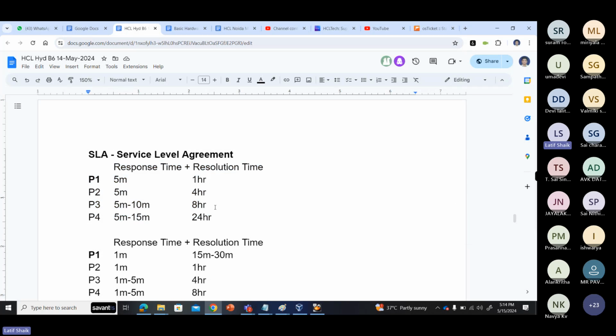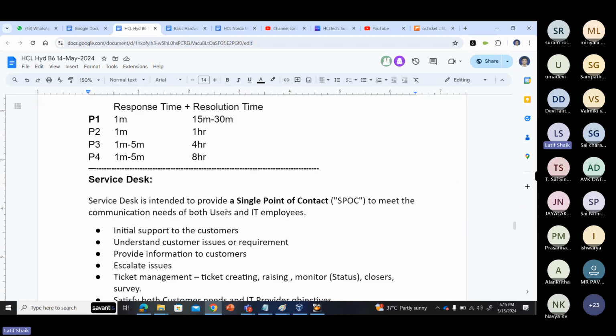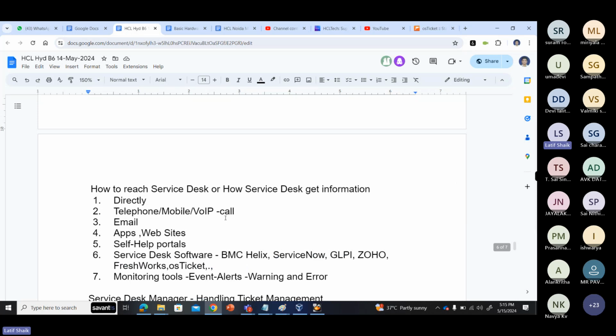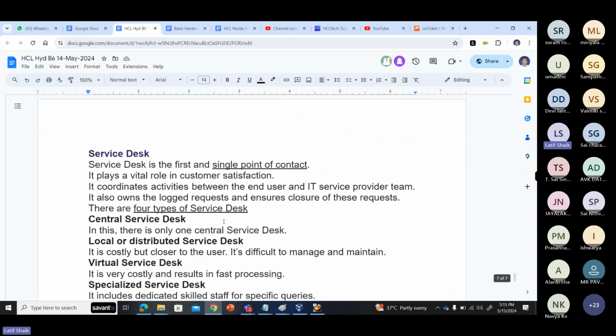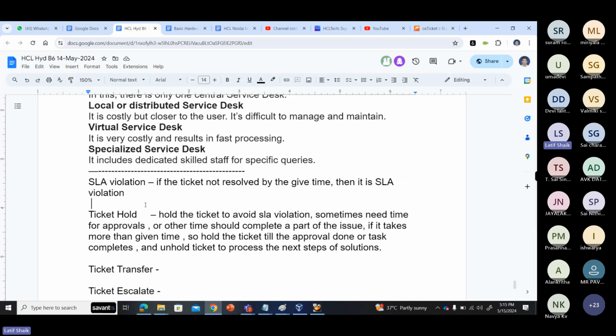Say a P3 ticket, or maybe a P2 ticket has come. If a P2 ticket occurs, within the 4 hours you have to solve the issue. That is your SLA. If any P2 ticket occurs, you have to resolve your ticket within 4 hours.